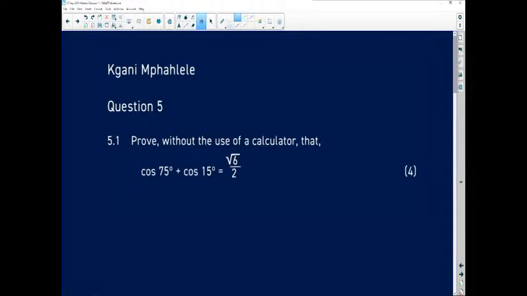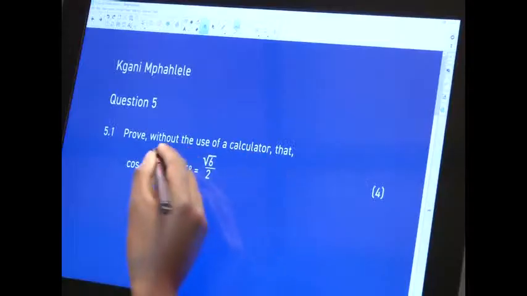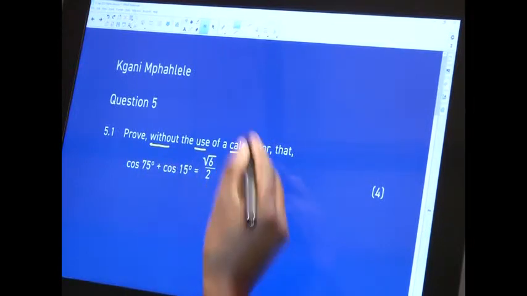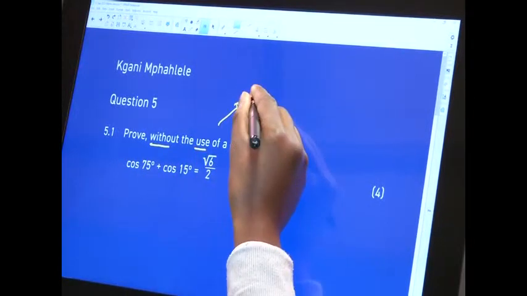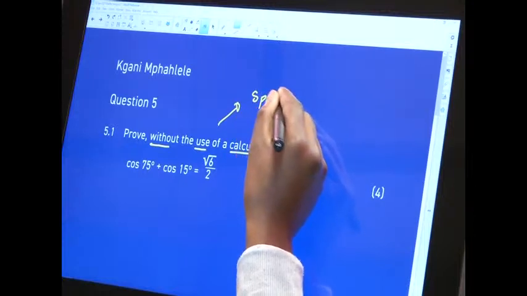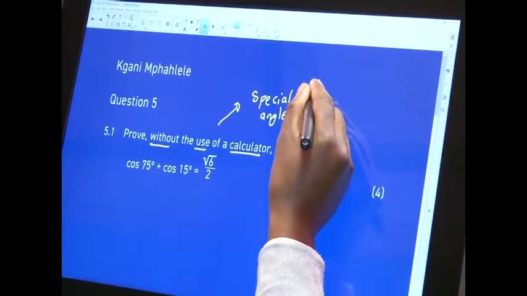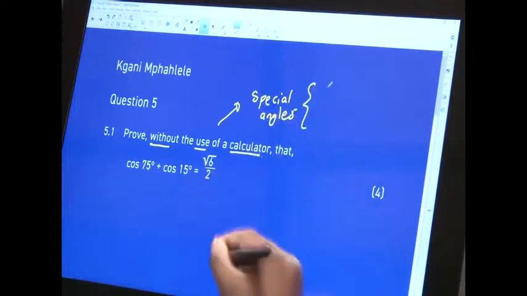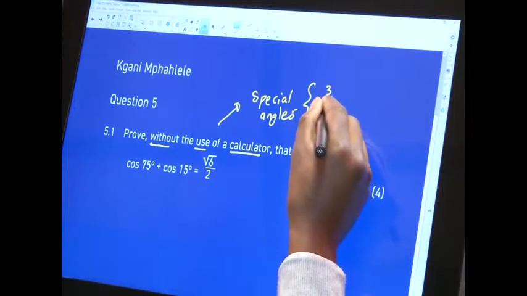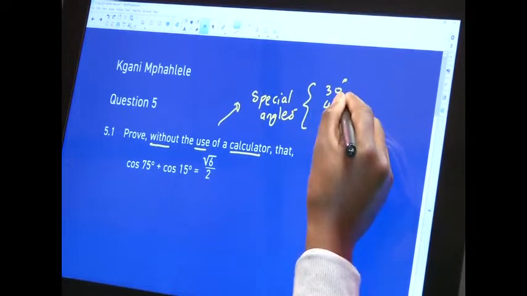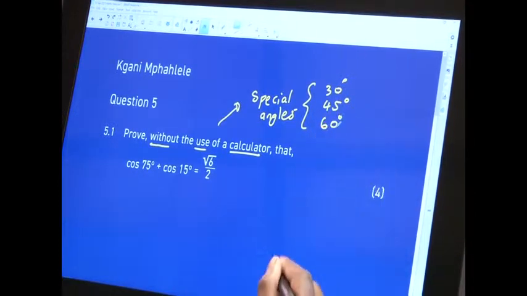Okay, so what comes to your mind when you see statements such as without the use of a calculator? You must always think special angles. Special angles, grade 12s, very important. You've done them since grade 10. You should know how to work with them. What are special angles? They are 3, 4, 5, 6. 30 degrees, 45 degrees, and 60 degrees.